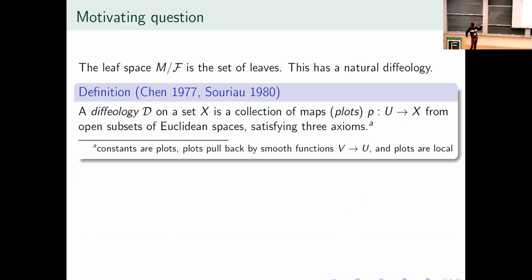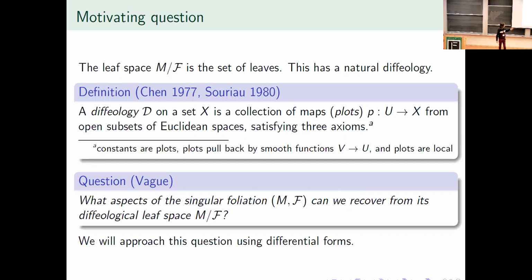In the footnote, I gave a brief description of these axioms that a collection of plots must satisfy. But again, I don't want to go too much into it because that's basically a 15-minute talk on its own. But the idea is that this leaf space has more structure than a topology. It has a diffeology. And so I can give a vague formulation of the guiding question here. What aspects of the foliation sitting upstairs can we recover from the leaf space viewed as a diffeological space?